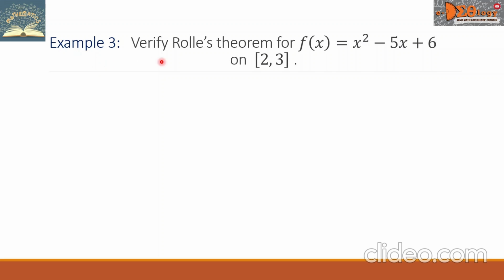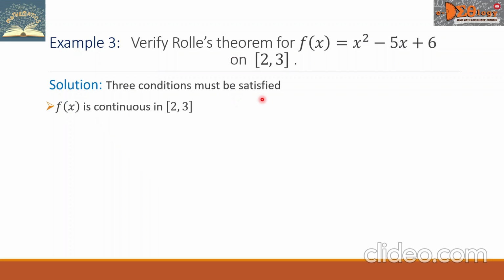Example 3. Verify Rolle's theorem for the function f of x equals x squared minus 5x plus 6 on the closed interval from 2 to 3. So we say that for Rolle's theorem, three conditions must be satisfied. Condition 1. F of x must be continuous in the closed interval from 2 to 3. And that is what we need to check.